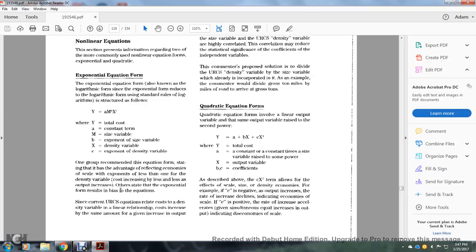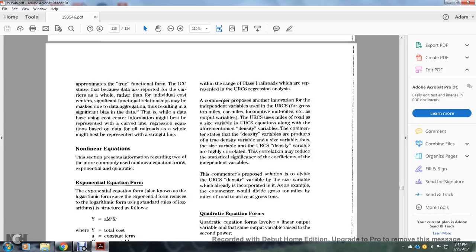Since the uniform railway cost system equation relates cost to the density variable, the linear relation causes cost to increase by the same amount for each given increase in the input. This applies within the range of Class 1 railroads represented in the uniform railroad costing system regression analysis. A commentator proposed another innovation with independent variables using the uniform railway cost system: gross ton miles, car miles, locomotive unit miles, etc.